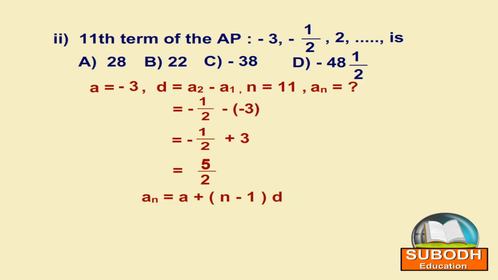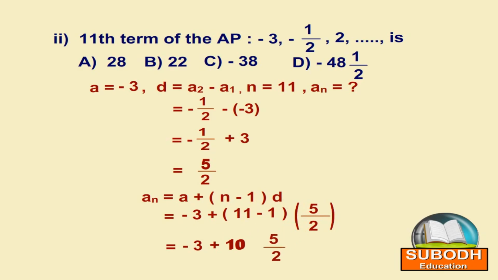An is equal to A plus N minus 1 into D. A is minus 3, plus N is 11 minus 1, which is 10, into D, which is 5 by 2. Minus 3 plus 10 into 5 by 2, 2 ones are 2, 5 twos are 25, is equal to minus 3 plus 25, which is equal to 22.